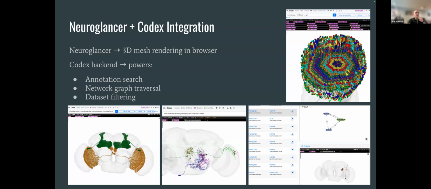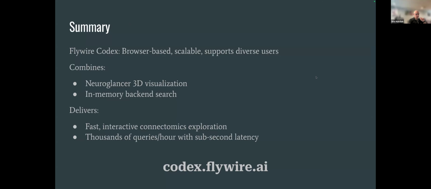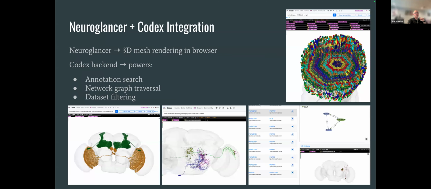On the top level is the busiest view. It's all the medulla intrinsic cells in the optic lobe of the fruit fly. And in this case, I'm using the metadata in Codex to color them by their distance from the center of the retina.